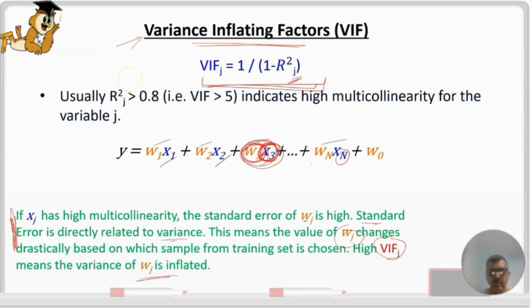But from our perspective, what's important to us is that VIF greater than 5 indicates a high multicollinearity, and in the next slide we are going to see what impact it has on our linear regression.